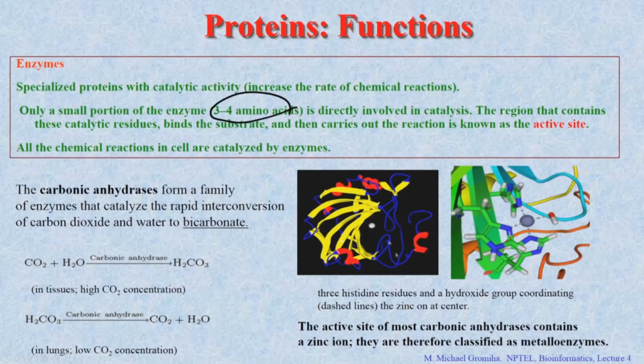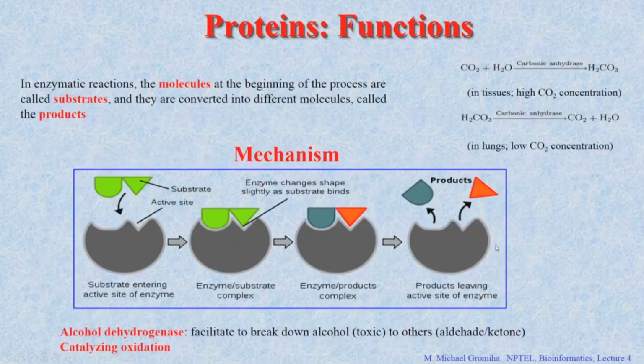Here is another example, for metal enzymes, like the active site of most of the carbonic anhydrases. Here you can see it contains a zinc ion. This is coordinated by 3 different histidines. You can see one histidine here, one histidine here, one histidine here. So, these proteins are also called metal enzymes because they are coordinated with this zinc ion, right.